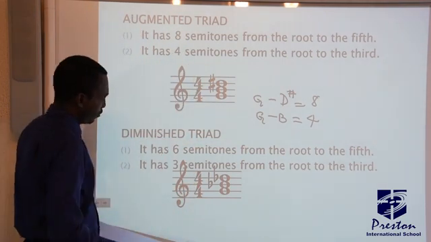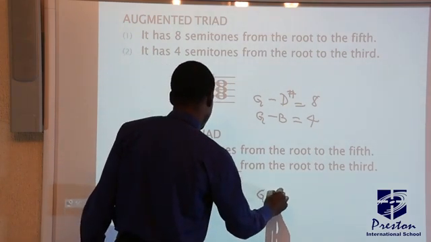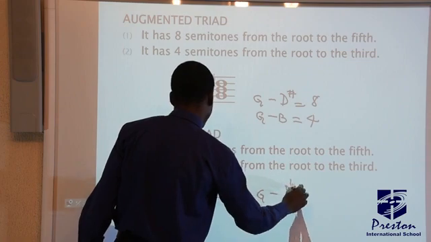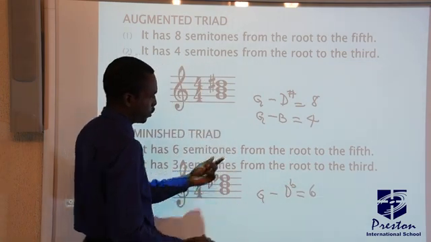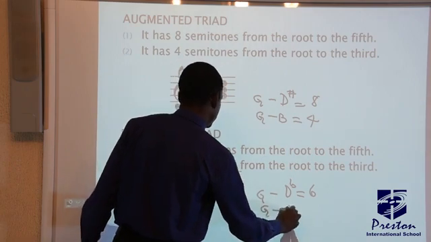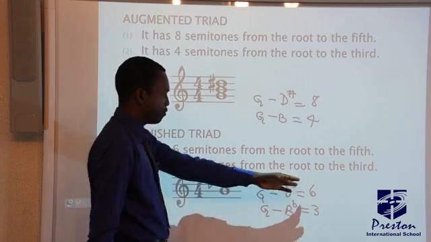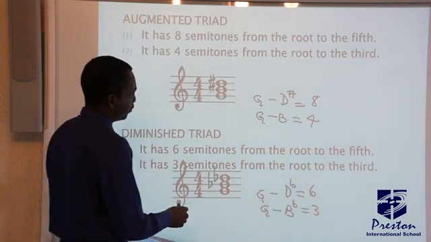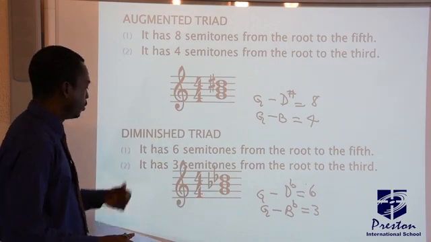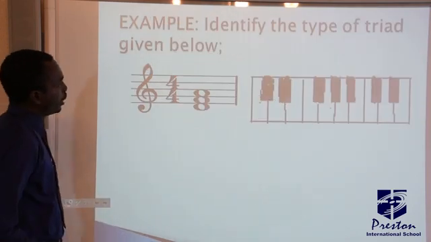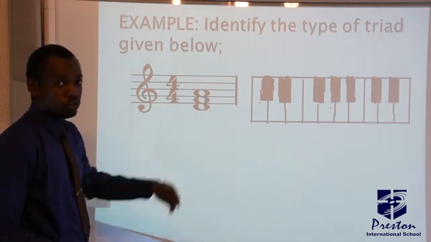For diminished triad, let's look at what we have here. G to D flat gives you 6 semitones. And G to B flat gives you 3 semitones. You have 6, 3 in this case. In any triad, it will always give you a diminished triad.